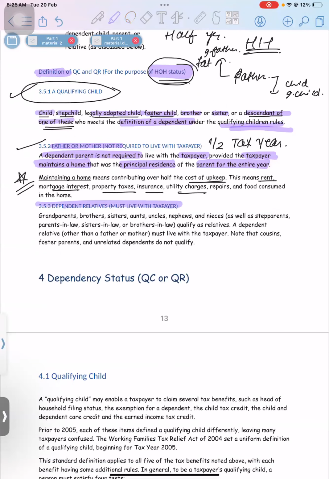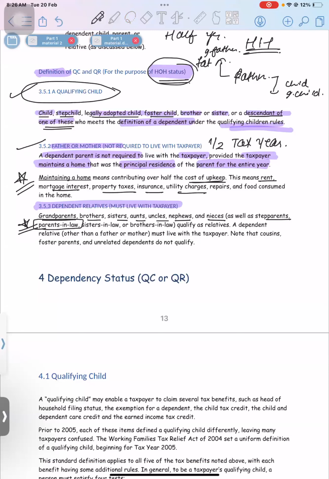Now, as I mentioned, for HOH we have dependent relative also. You can go for a dependent relative as a qualifying relative in your tax return. Then also you can go for HOH, but who can be your dependent relative? It has to be your relative only. It can't be your friend. It has to be your grandparent or brother, sister, aunt, uncle, nephew, and niece, as well as step parent. Parent-in-law can also work over here.